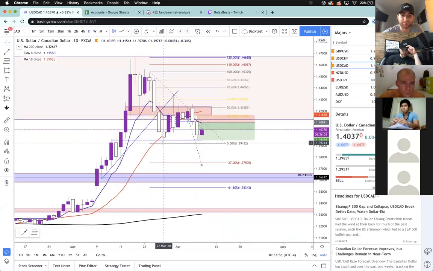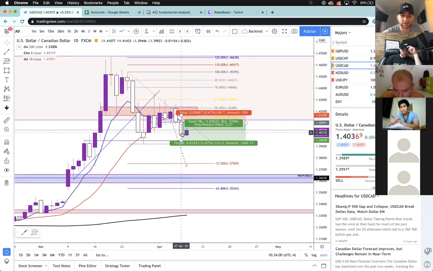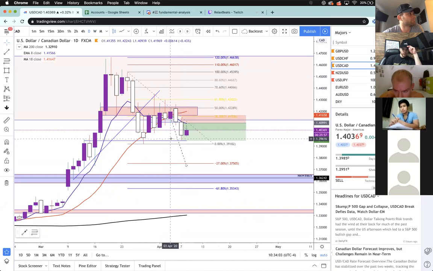Let's go to the daily time frame. Two very bearish candles the last 2 days. A little wick, but two very bearish candles the last 2 days, which is important to take note of. Today we're finding some pullback.